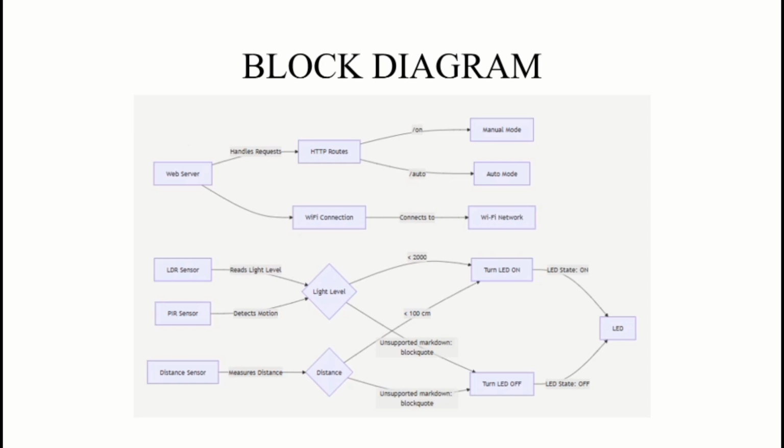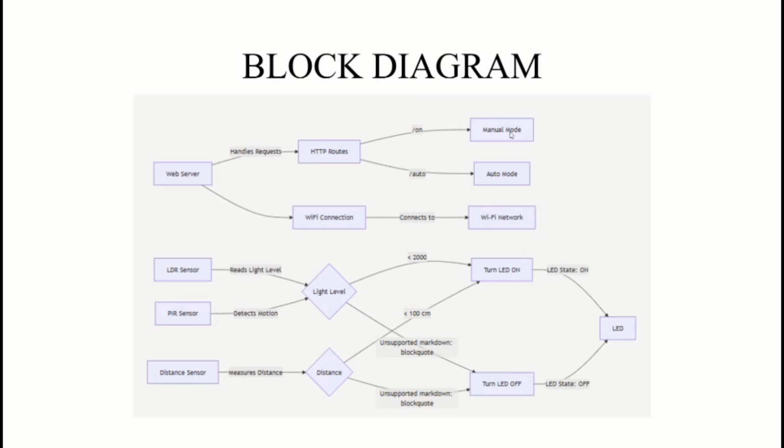This system allows us to turn a light on or off either by ourselves or automatically using sensors. Let's start with the web server. It is the core of our system. It handles commands and sends them to the rest of the system. The web server uses something called HTTP routes. These routes let us choose between two modes, manual mode and auto mode.